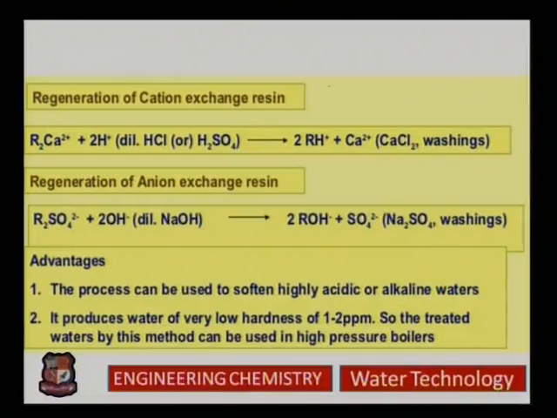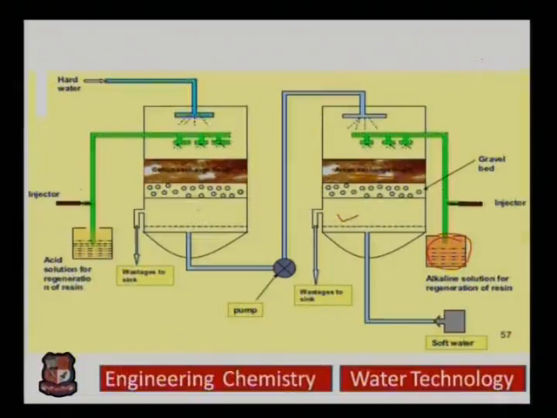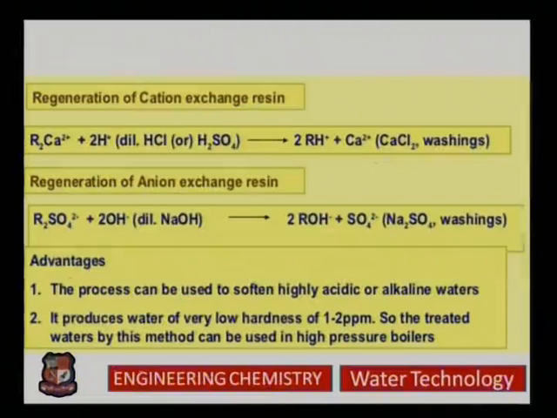Now, once the ion exchange resin is used, it is again regenerated. Cation exchanger resin can be regenerated by passing an acidic solution, and anion exchanger resin can be regenerated by passing a basic solution. This is the regeneration reaction that you can see. Cation exchange resin can be regenerated by passing dilute HCl or H2SO4, and anion exchanger resin can be regenerated by passing dilute NaOH. So this is very advantageous as it can be used to soften highly acidic or alkaline water.